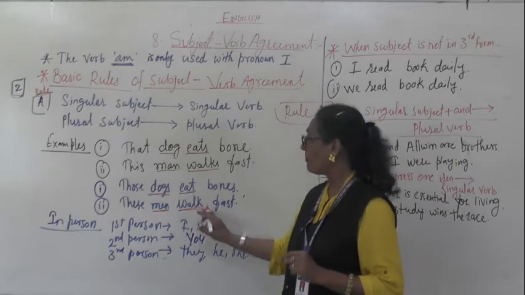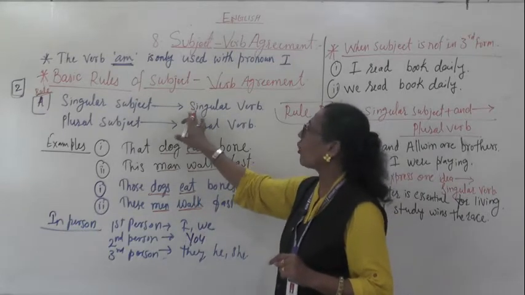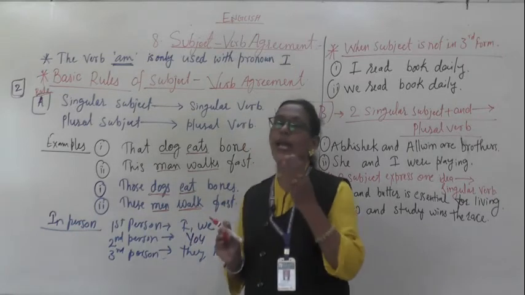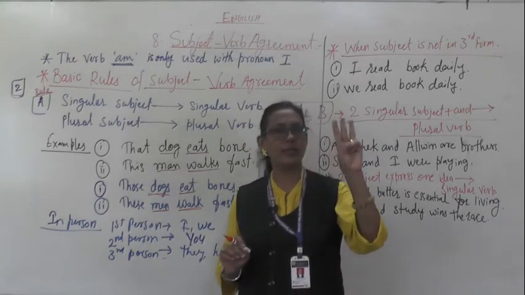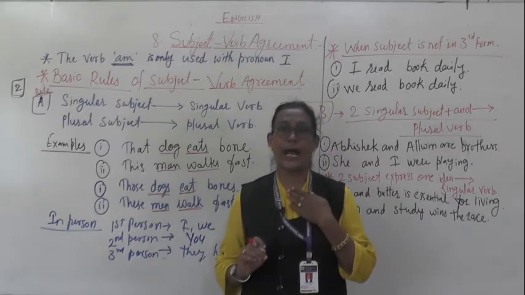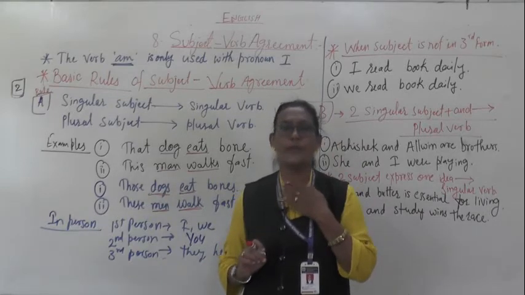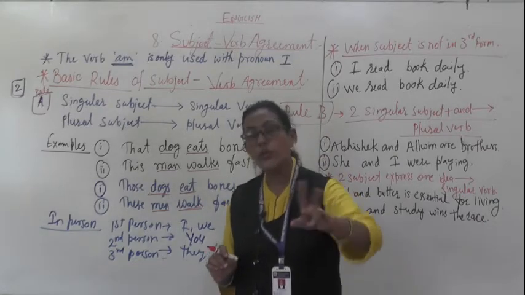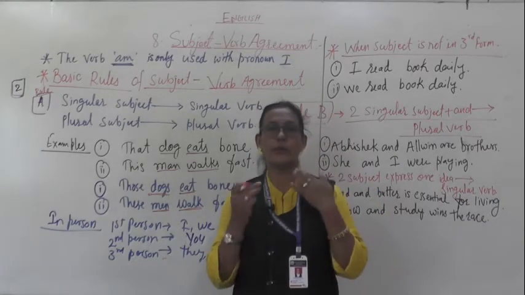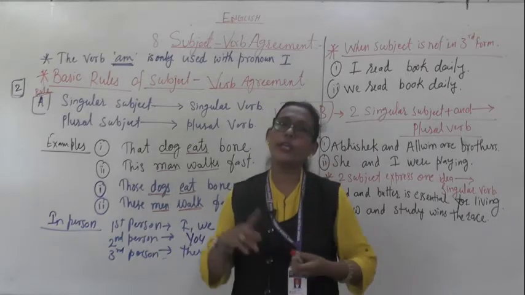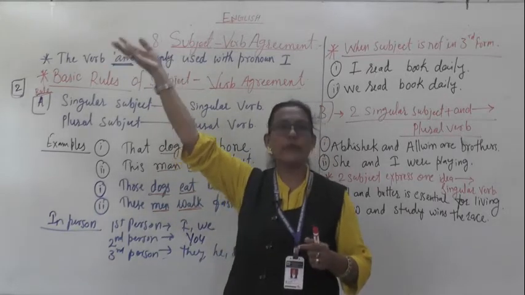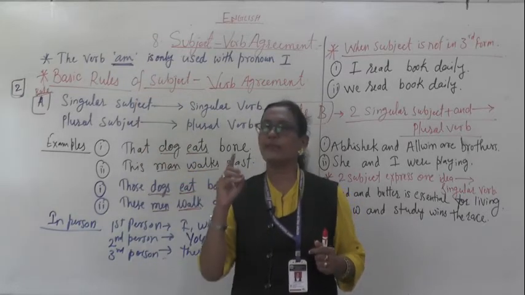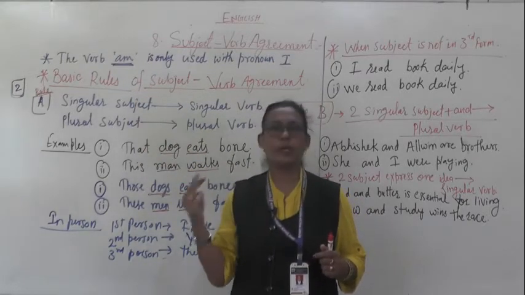Okay, so this is the rule number A. Now, in person, you know, we have first person, second person and third person. First person: I am talking, that is the first person. To whom am I talking? Dear children, I am talking with you, so you are the second person. If we are talking about another person or other friend circles, that is called third person. Means first person, second person, third person.